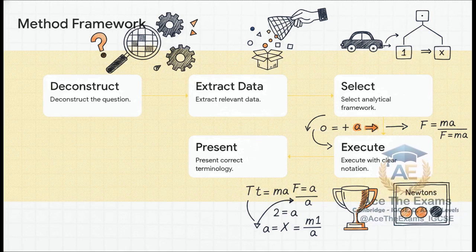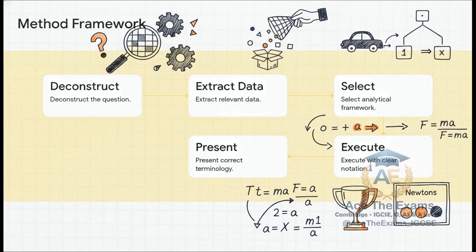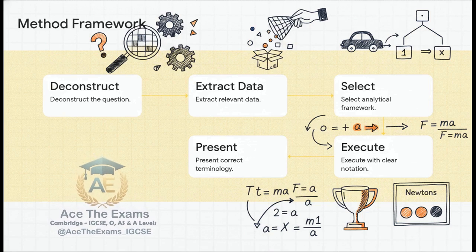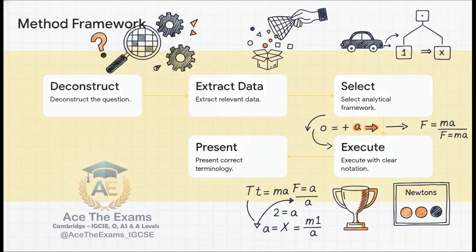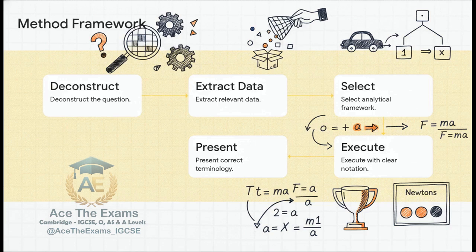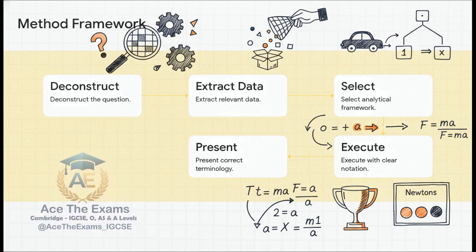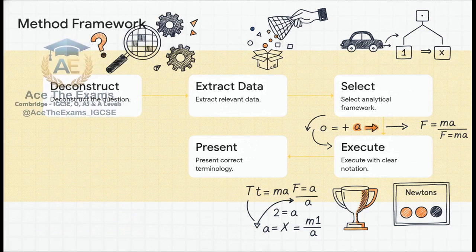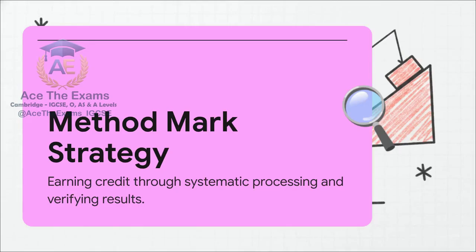Step 4. Execute with clear notation. This means using a capital T for tension, a lowercase a for acceleration, and defining positive directions clearly. Step 5. Present with correct terminology, stating the final answer to 3 significant figures with the correct units of newtons. By using this blueprint, that entire messy paragraph of rushed math Sam originally wrote just transformed into a clean, structured, undeniable mathematical proof. And this brilliantly illustrates a core truth of Cambridge exams.